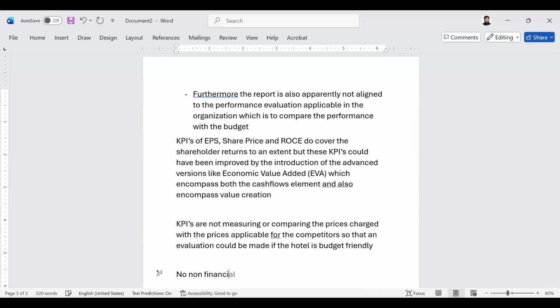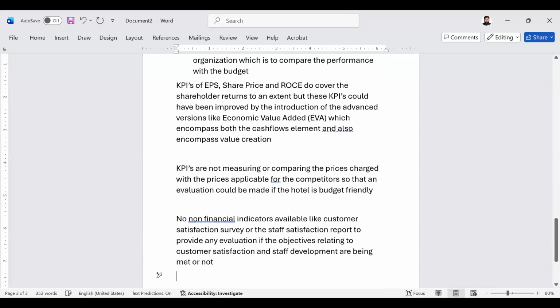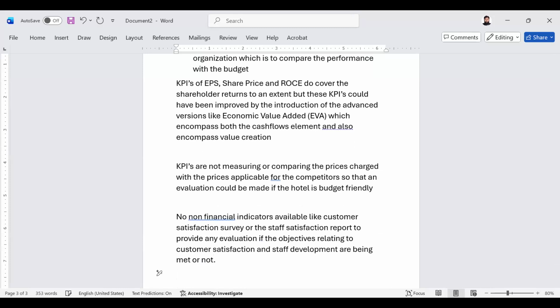No non-financial indicators are available, like a customer satisfaction survey or a staff satisfaction report, to provide any evaluation of whether the objectives relating to customer satisfaction and staff development are being met or not.